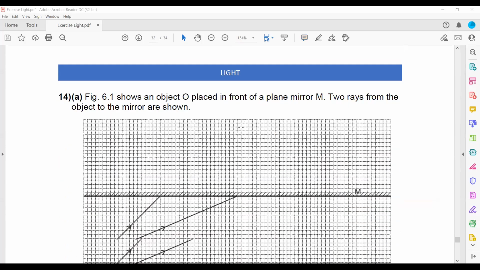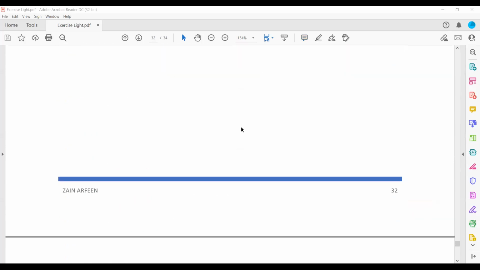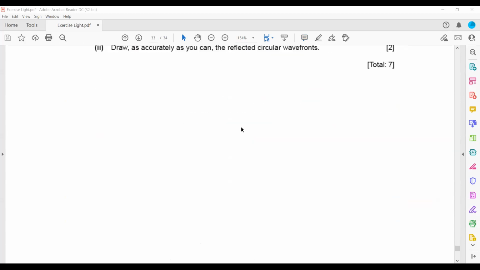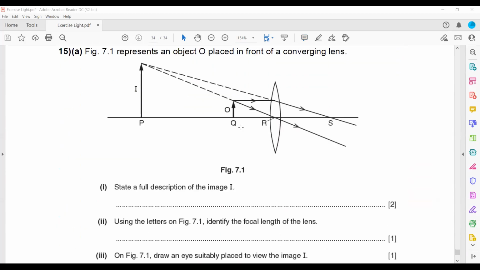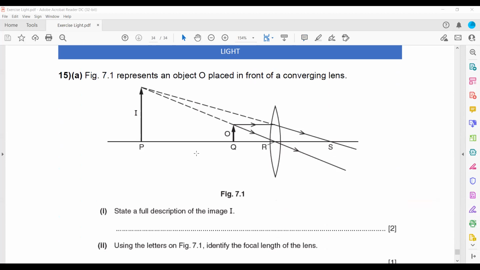Then the next question is also related to formation of the image. The last question.